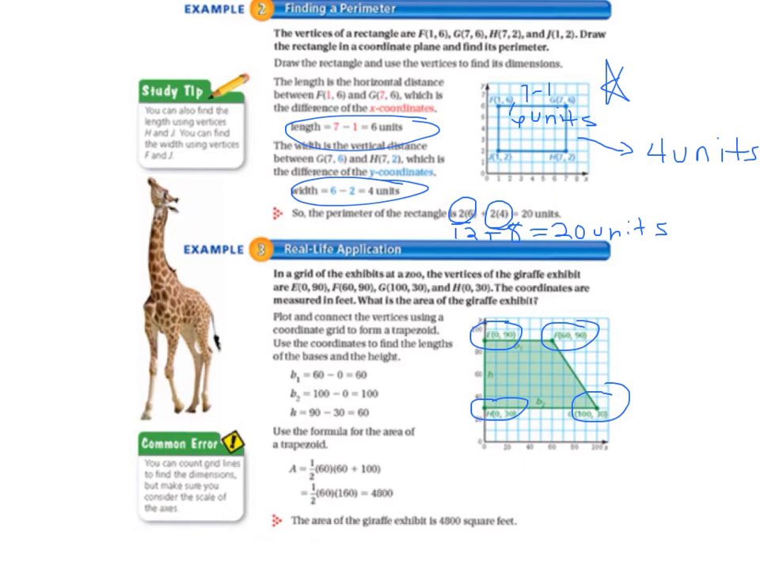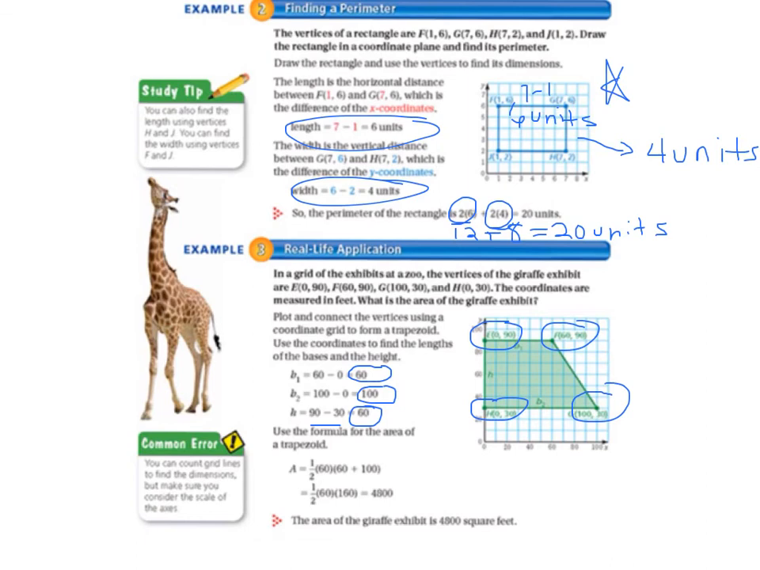So it says to plot and connect the vertices using a coordinate grid to form a trapezoid. So that's done for us. Use the coordinates to find the lengths of the bases and the height. So base 1 up at the top, the length is 60 minus 0, which is 60. Base 2 at the bottom is 100 minus 0, which is 100. And the height, we look at the numbers that are different, is 90 minus 30, so that's 60.